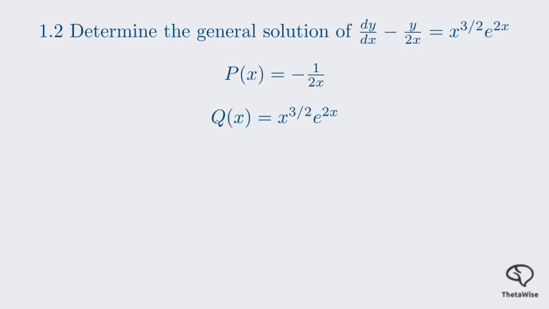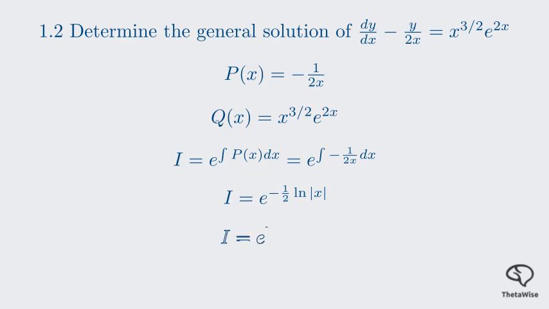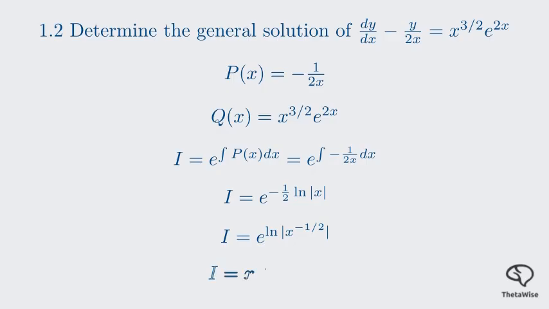Our next step is to find the integrating factor I by integrating P(x). We need to calculate e to the power of the integral of negative 1 over 2x dx. The integral of 1 over 2x is 1 half times the natural log of x, so with the negative sign, negative 1 half times the natural log of x. Using a log property, we can move the negative 1/2 into the exponent of x. Then since e and ln are inverse functions, they cancel out, leaving us with I equals x to the negative 1/2, or 1 over the square root of x. Now we have our integrating factor.